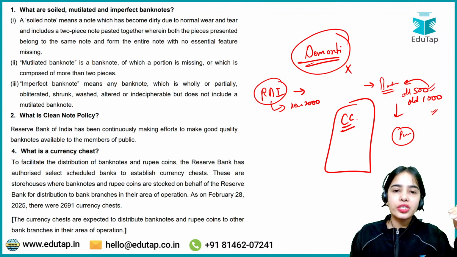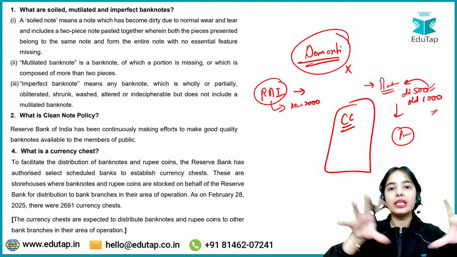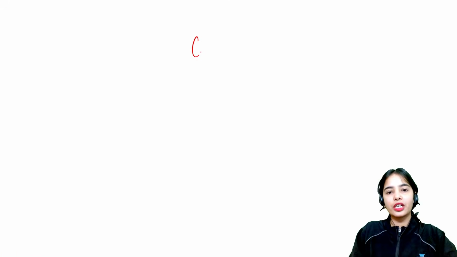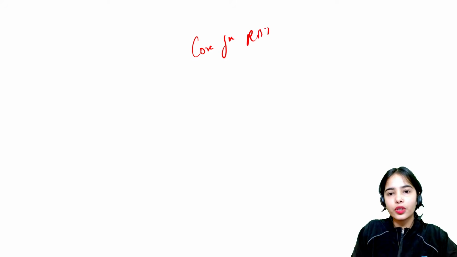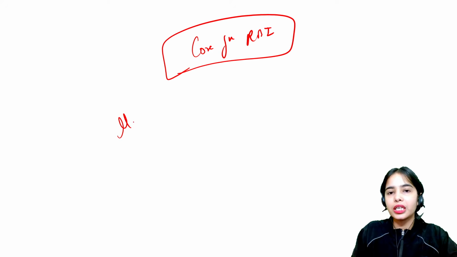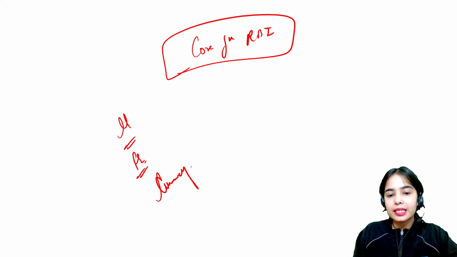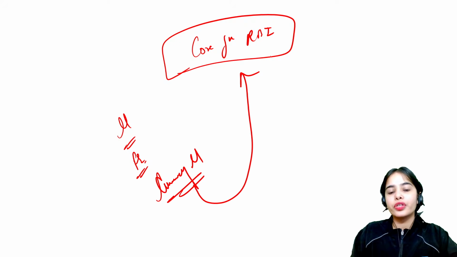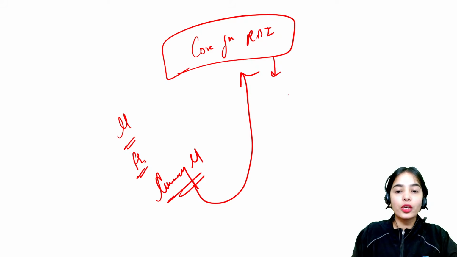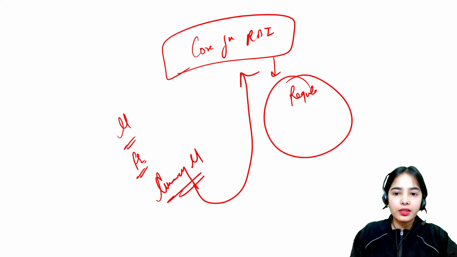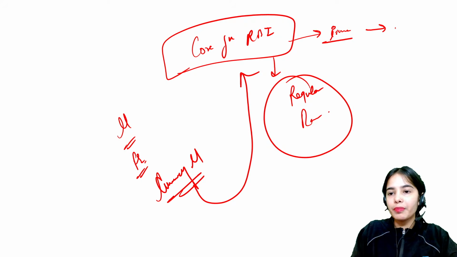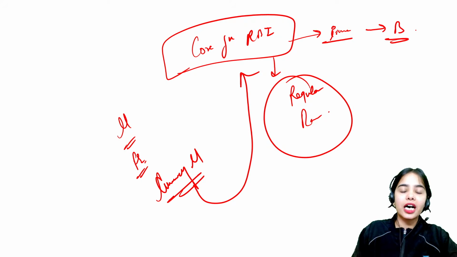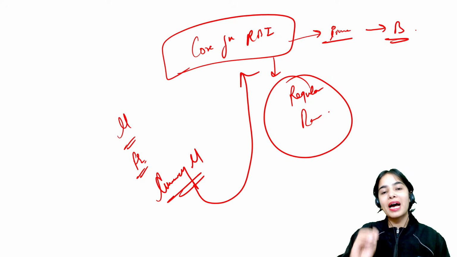The currency chests are available in different regions. See, what is the core function of the Reserve Bank of India? The core function of Reserve Bank of India is the monetary policy, the management of the foreign exchange, as well as currency management. Currency management is also a core function of the Reserve Bank of India. The RBI regulates the currency, the banknotes in the country. So RBI issues the banknotes in the economy, as well as RBI has the responsibility of managing the currency in the economy also.